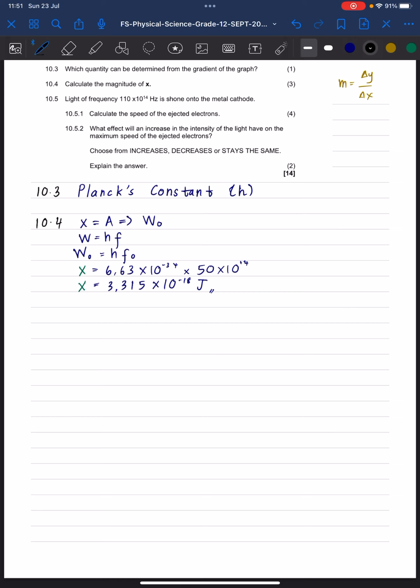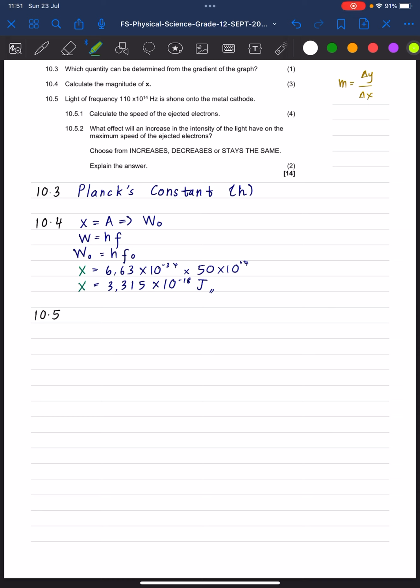Now, let's move on to the last question and its sub-questions. It says that we have light of a frequency of 110 times 10 to the 14 hertz shone onto the metal cathode.